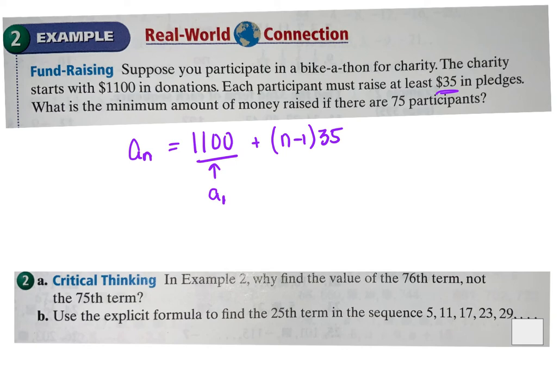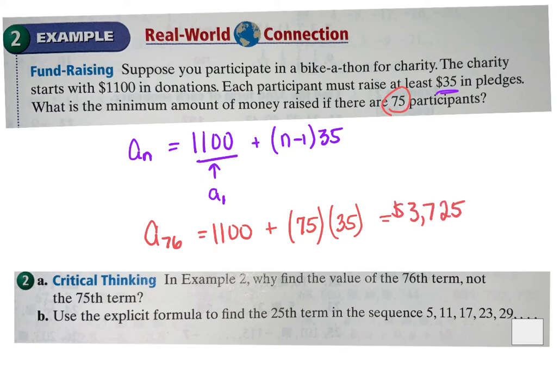The reason they say 76, even though there are 75 participants, is because my first term is not a participant, okay? So I'm actually looking for my 76th term. And instead of taking 1100 and adding 35 to it 75 times, that seems like a lot, we're going to say 1100 plus n minus 1, which would be 75, times 35. All right, 75 times 35. And the minimum amount here would be 3,725 when you calculate it all out.